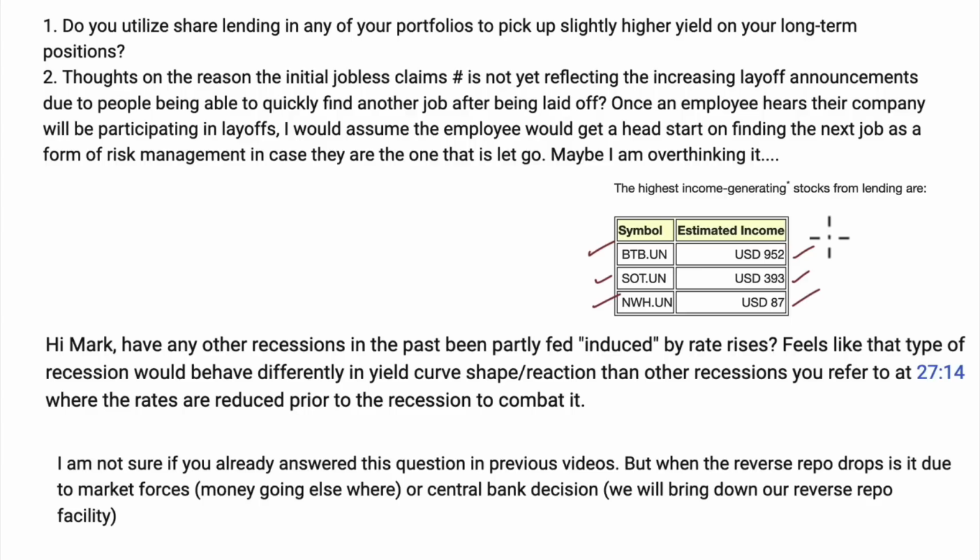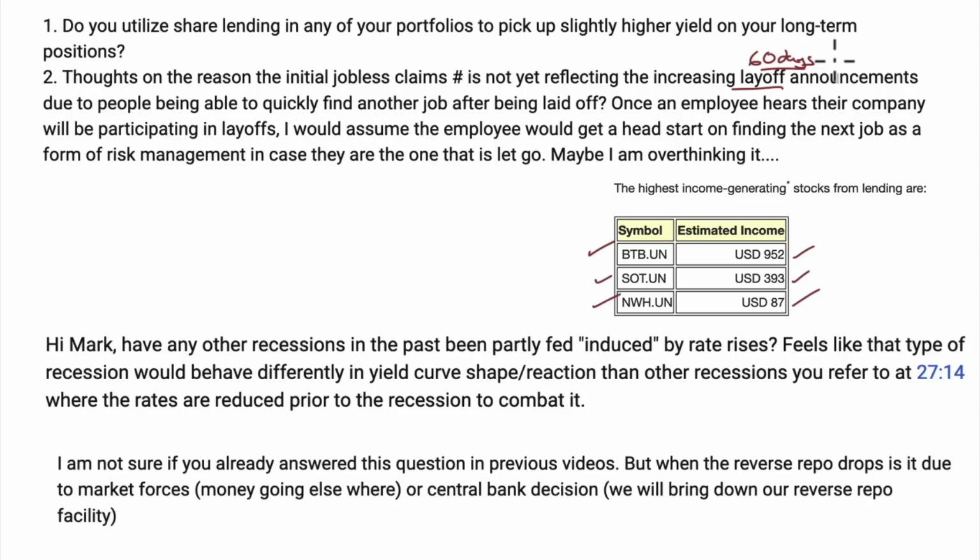Thoughts on the reason the initial jobless claims numbers are not yet reflecting the increasing layoff announcements? If you are doing layoffs in the U.S., there is a law. There's a 60-day notice, I think it's 60 days, if you're doing something considered a mass layoff. You must first give notice of the layoff. So when Microsoft says we're laying off 10,000 people, that's not going to happen till March, because you have to give a 60-day notice first, and then individuals who feel that, well, maybe the writing's on the wall for me, have 60 days to find another job.